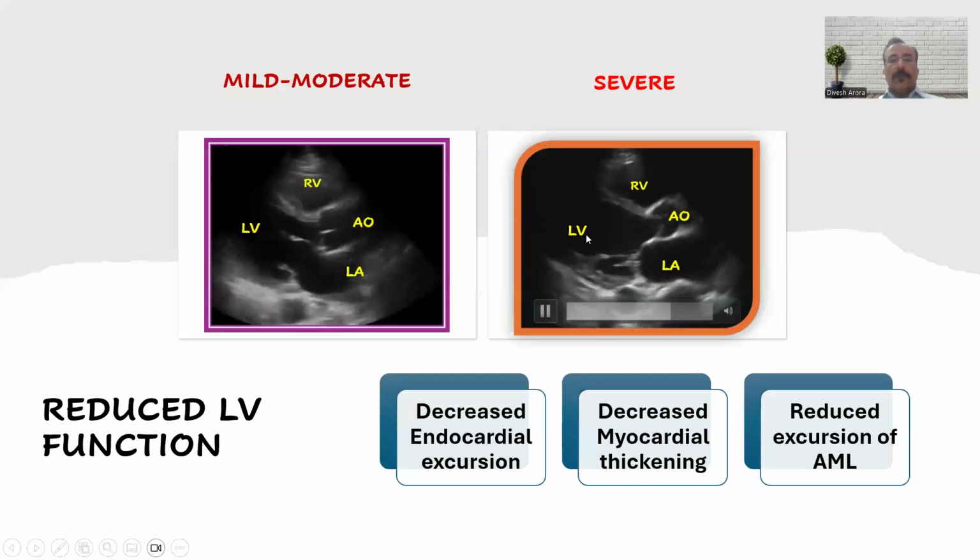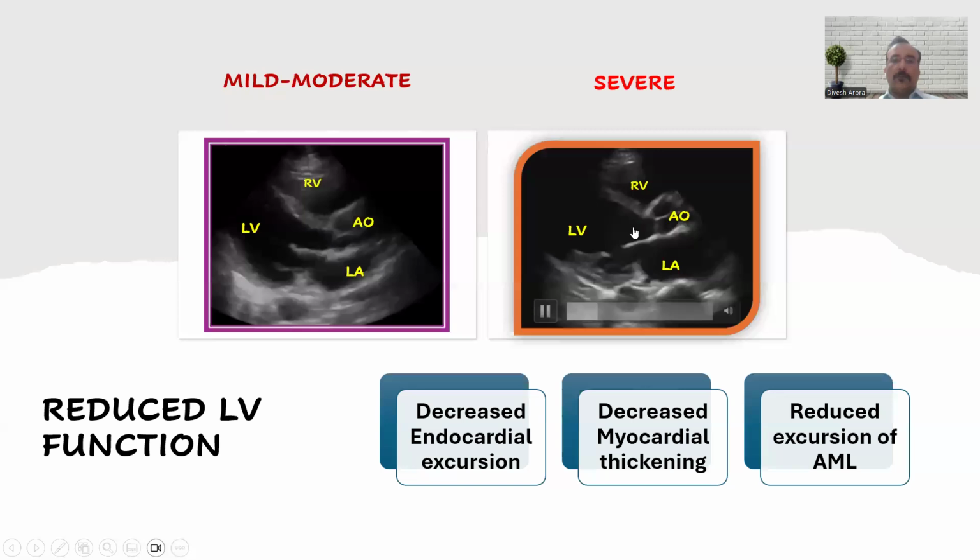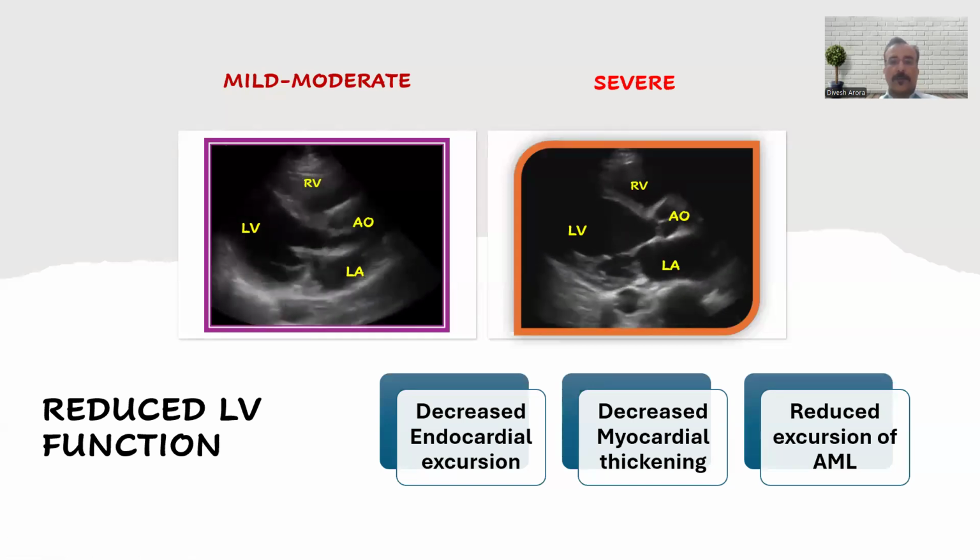The right side of the image is a form of extreme, that is the severe LV dysfunction. The anterior mitral leaflet is hardly moving towards the interventricular septum. So these findings reflect that the patient is having mild to moderate or severe LV dysfunction on the basis of eyeball effect.